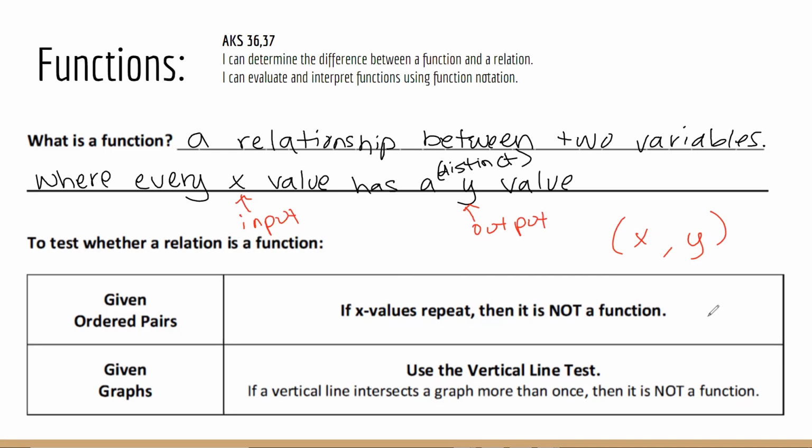So thinking back to our Amazon packages, you said, hey, I can't have one box go to 2 different houses. Well, that one would not be a function. Yeah, that option 1 was not a function. Option 2 was. Okay. If I'm given a graph, I can draw a vertical line. And if the graph passes through that line twice, it's not a function. Okay, so those are the 2 different ways that you can test that.